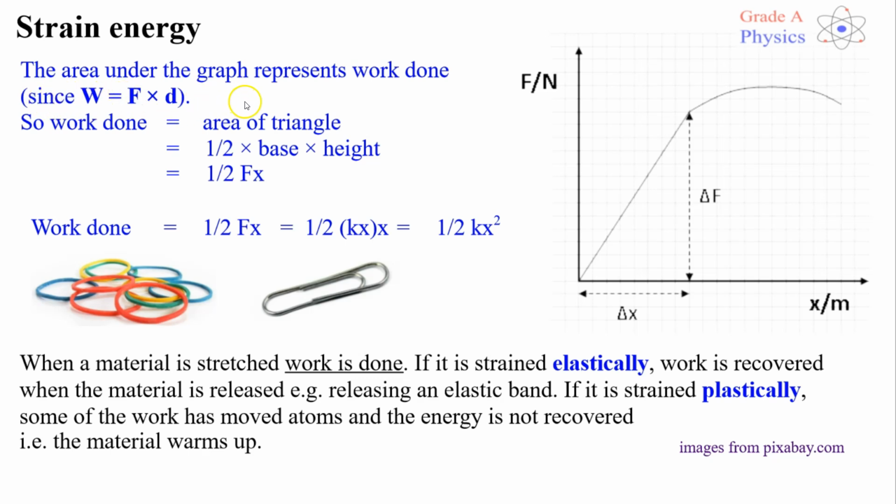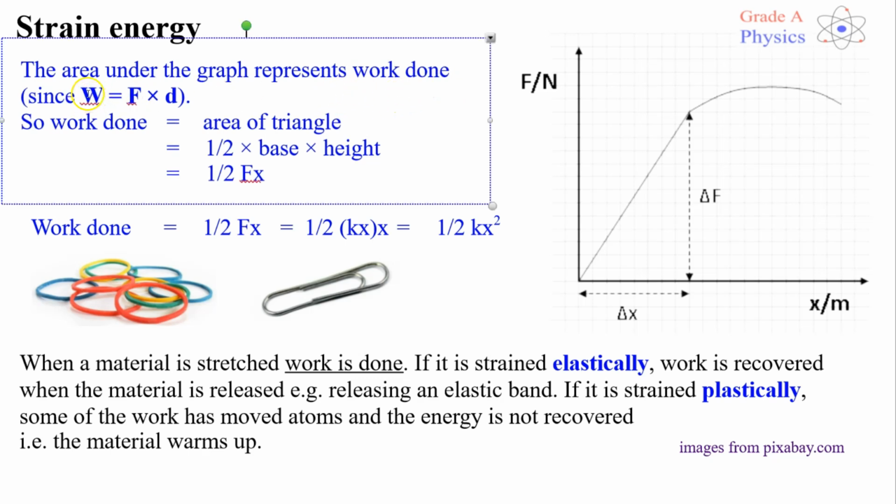The area underneath the graph represents the work done. That's really, really important. And the reason why is because W equals F times D. So this is a really useful formula which crops up all the way through the physics course. So F times D, force times distance or extension, that is what we're finding here. So the area represents the work done, or indeed the energy and strain energy.